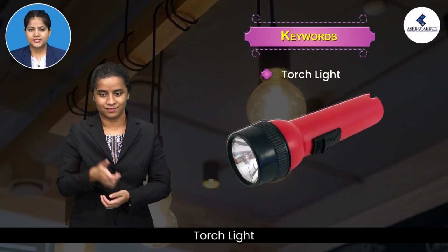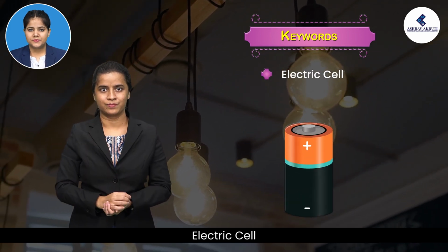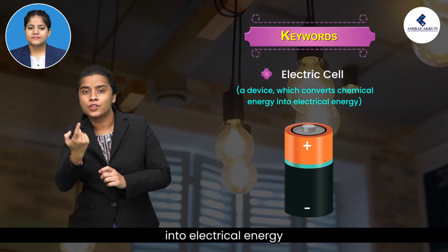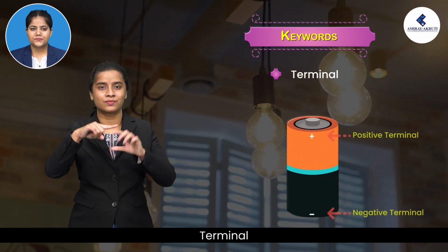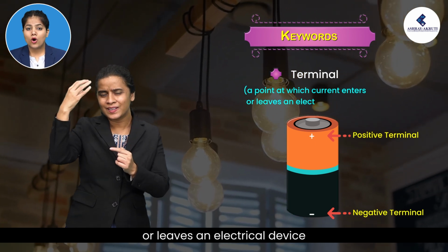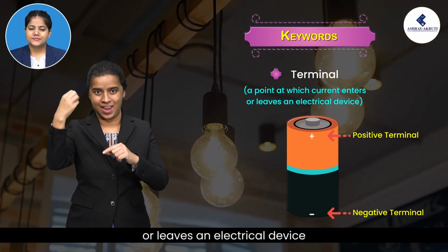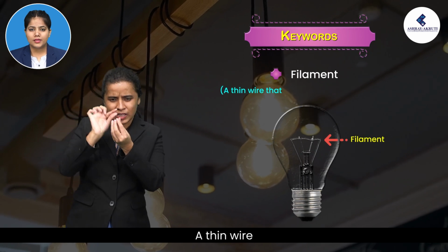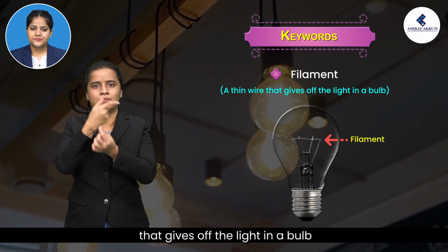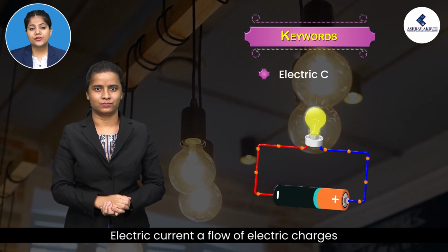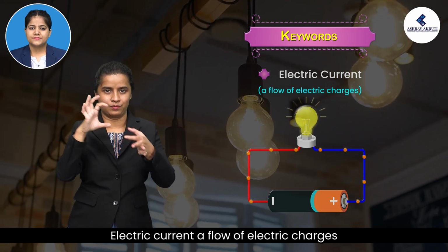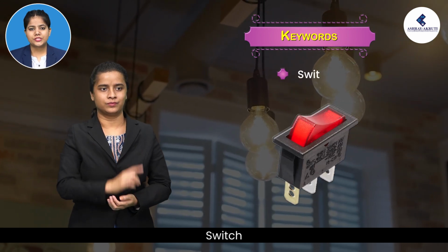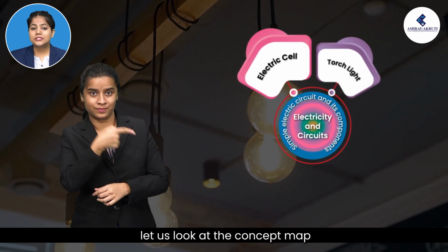Keywords: torchlight, electric cell, a device which converts chemical energy into electrical energy. Terminal, a point at which current enters or leaves an electrical device. Bulb, filament, a thin wire that gives off the light in a bulb. Wire, electric current, a flow of electric charges. Circuit, a complete and unbroken pathway for electricity. Switch. Before starting, let us look at the concept map of this session.